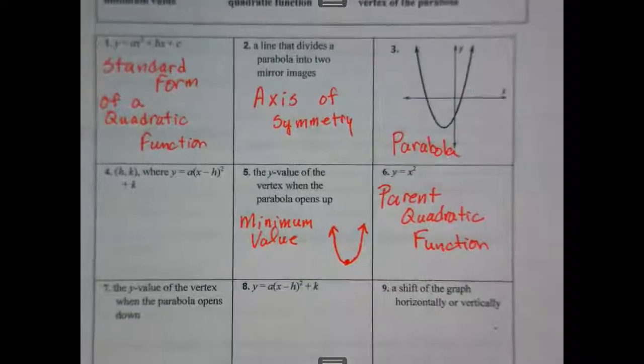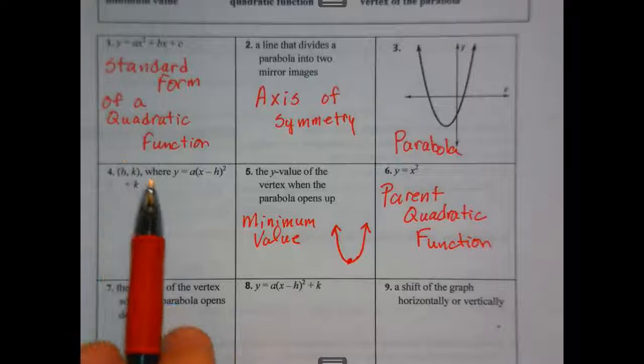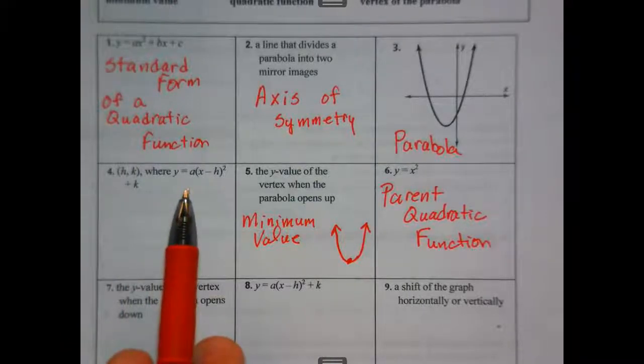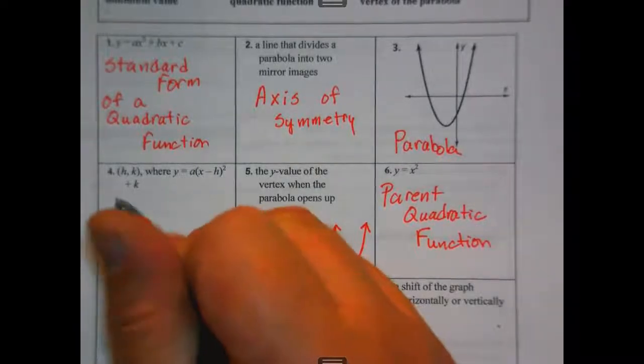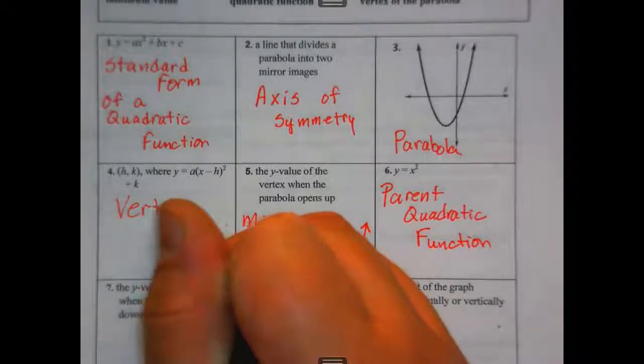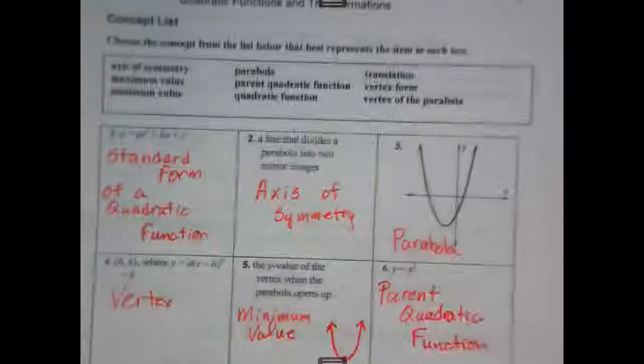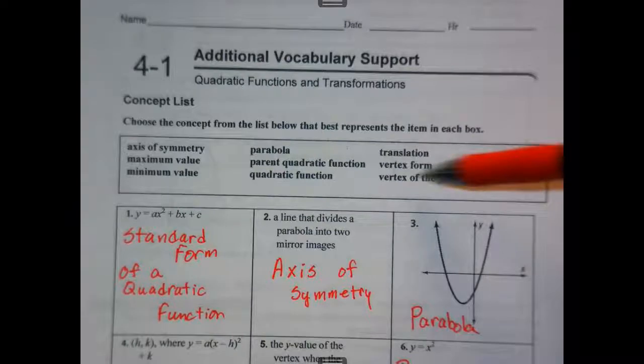Number 4, h, k, where y equals a times the quantity x minus h squared plus k. What's the h, k? The vertex. Let's see, what do they got up here? Vertex of the parabola.